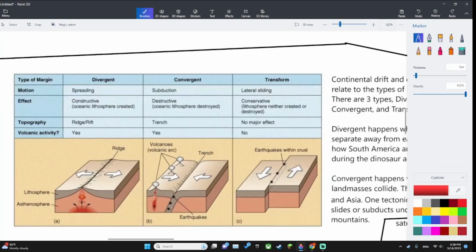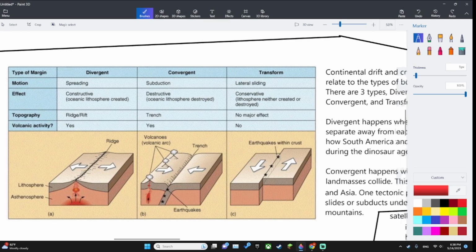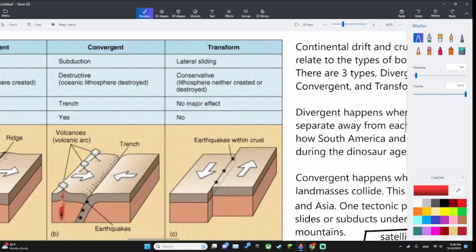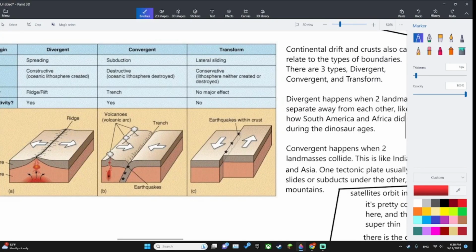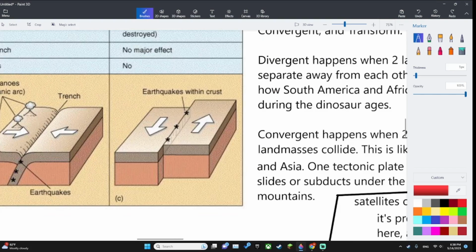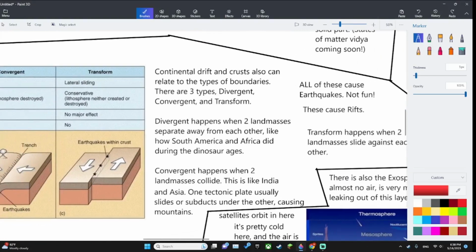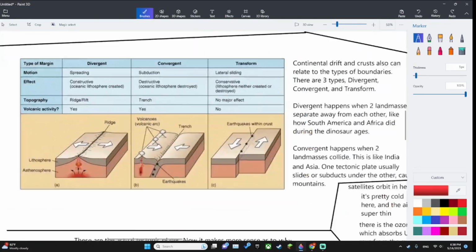This is like India and Asia. Divergent is like South America and Africa. Transform is when they slide across each other, parallel to each other, and they cause earthquakes, which is not that cool. So yeah, that's pretty cool.